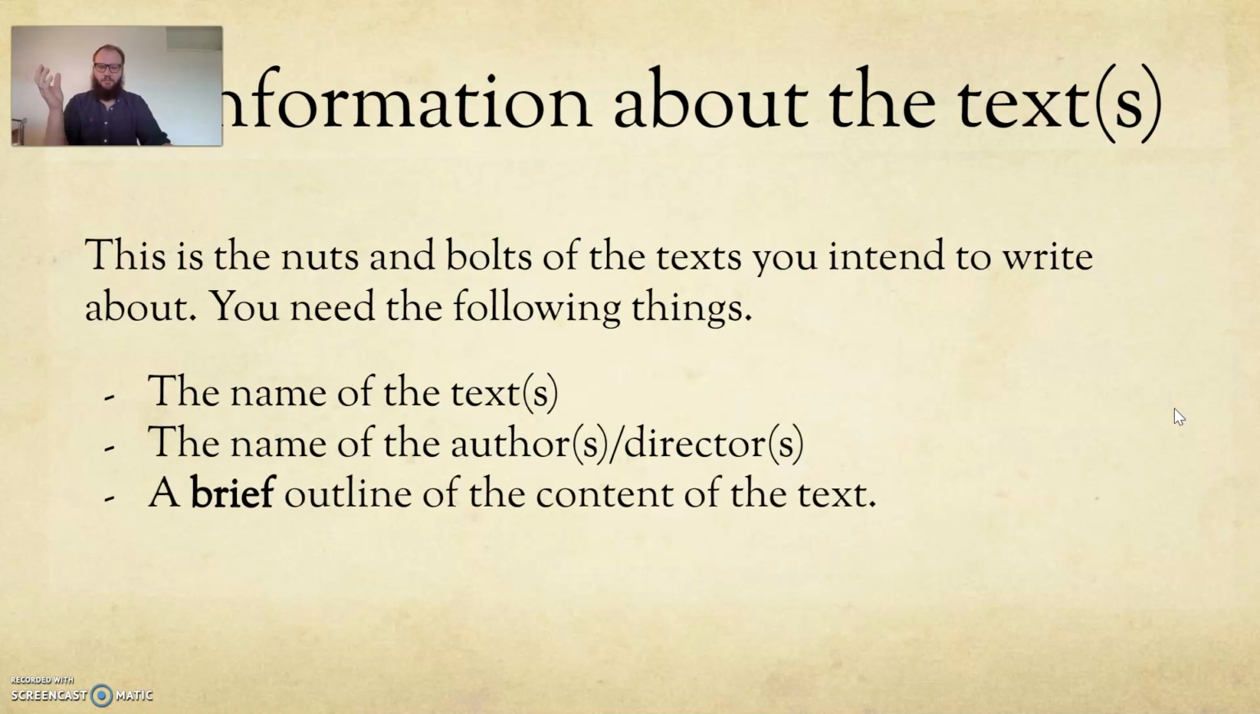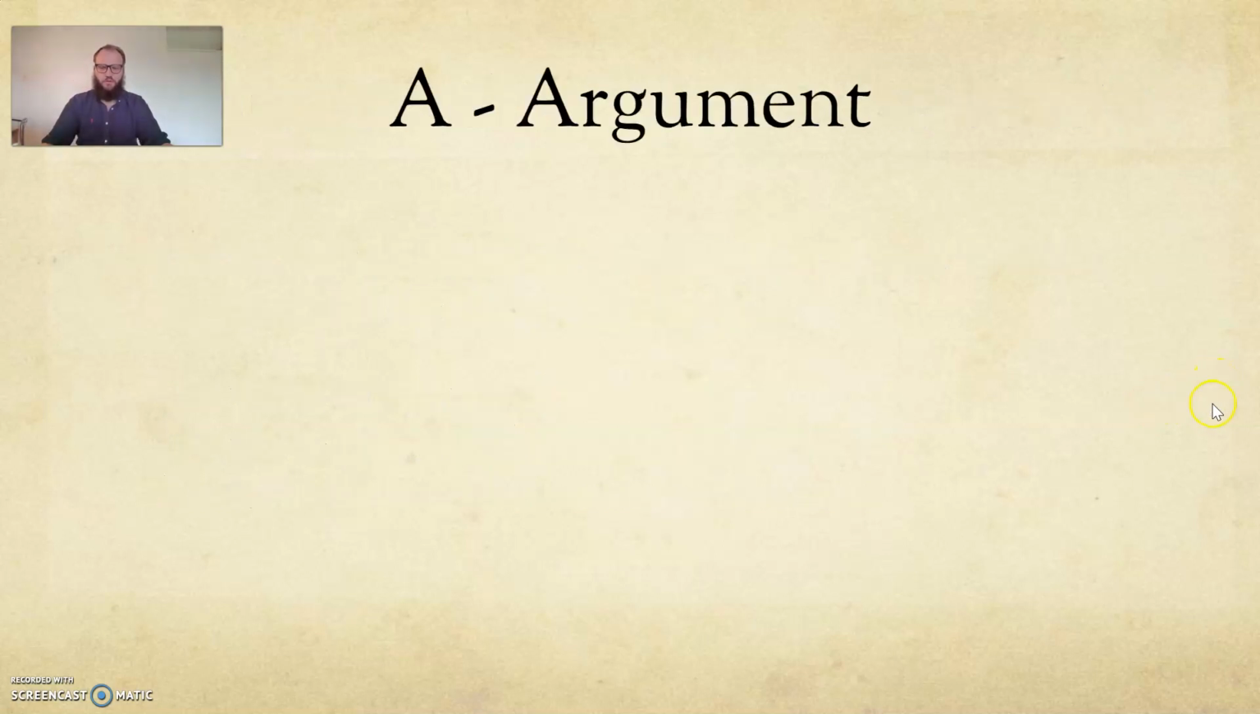You also need to have a brief outline of the content of the text, and that's brief. It's one sentence. So it's not a full plot summary, but a brief outline of what the main point of your text is. The third part of the bias is your argument.